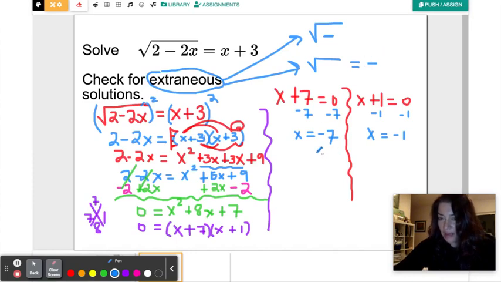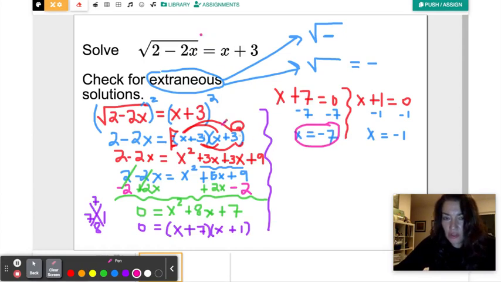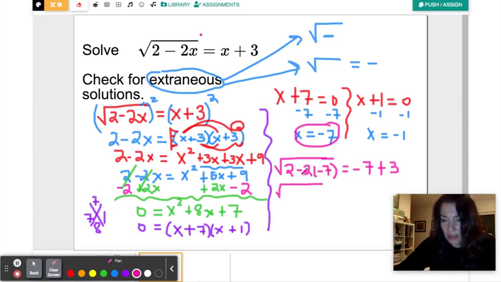So let's go ahead and check x equals negative 7. I'm going to input it into this equation. So we end up with the square root of 2 minus 2 times negative 7 is equal to negative 7 plus 3. When I simplify the left, you can see that this will end up being a positive, because negative 2 times negative 7 is 14, and 14 plus 2 is 16. So you want to simplify this part first. Negative 2 times negative 7 is 14, plus 2 is 16.